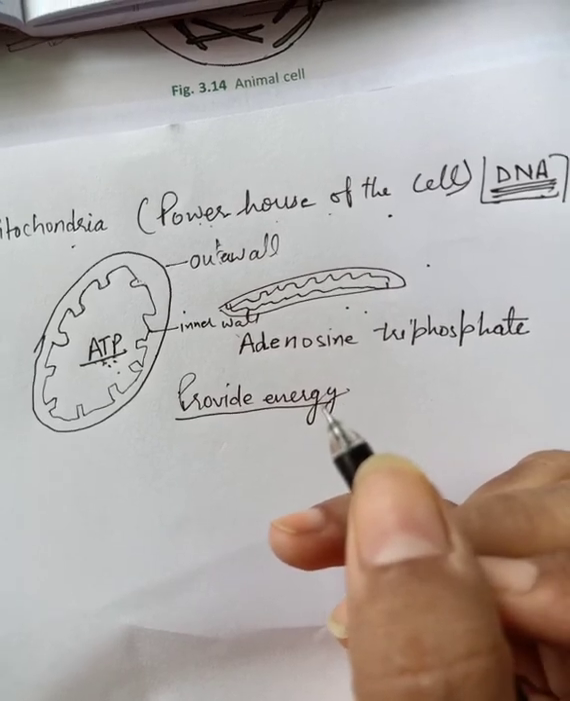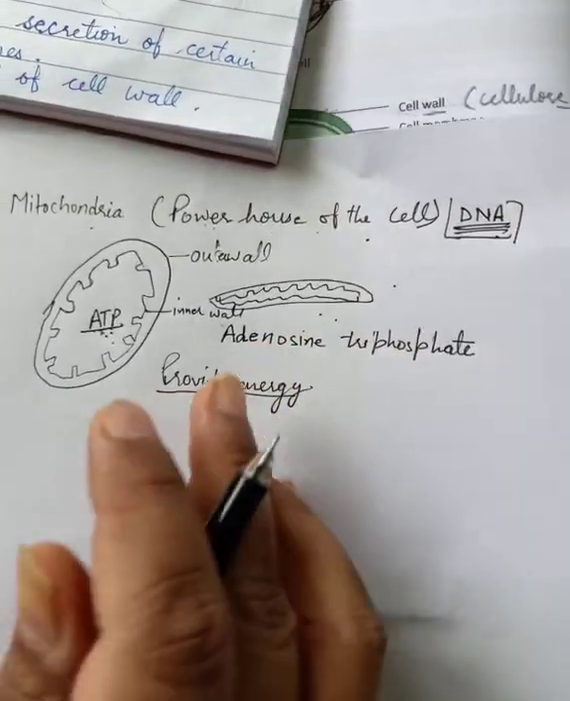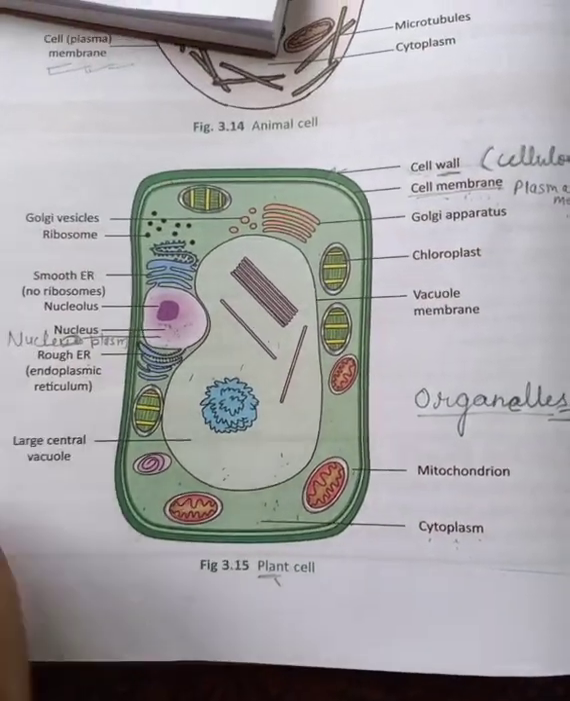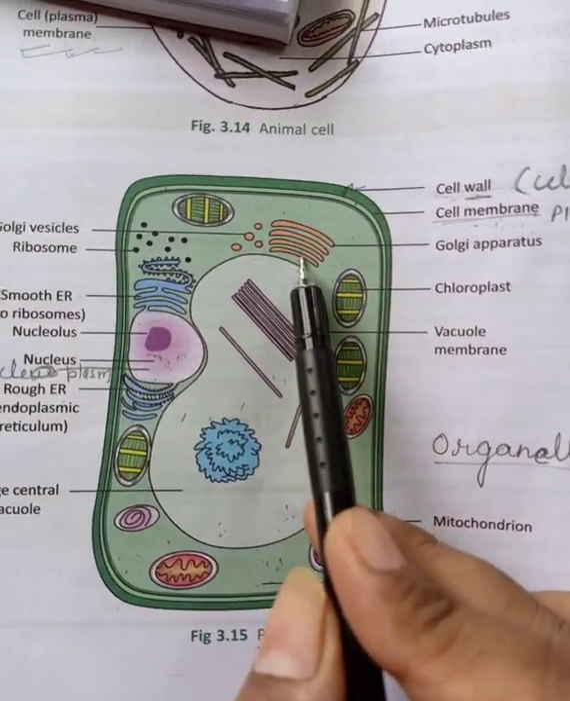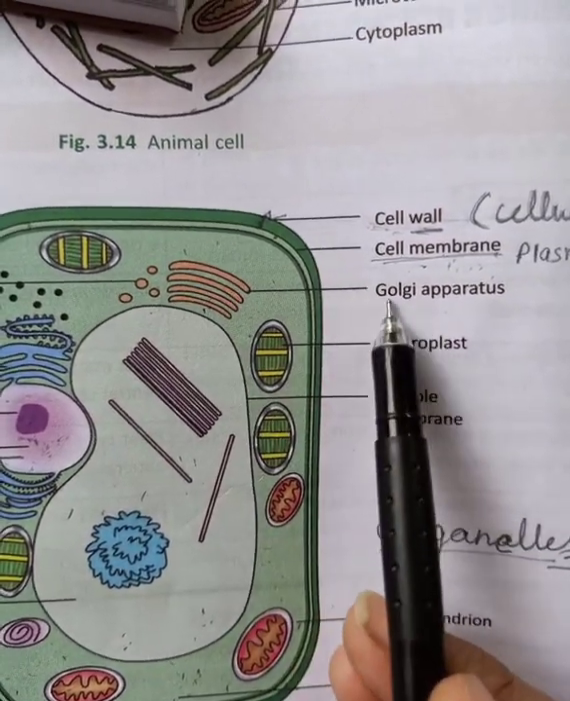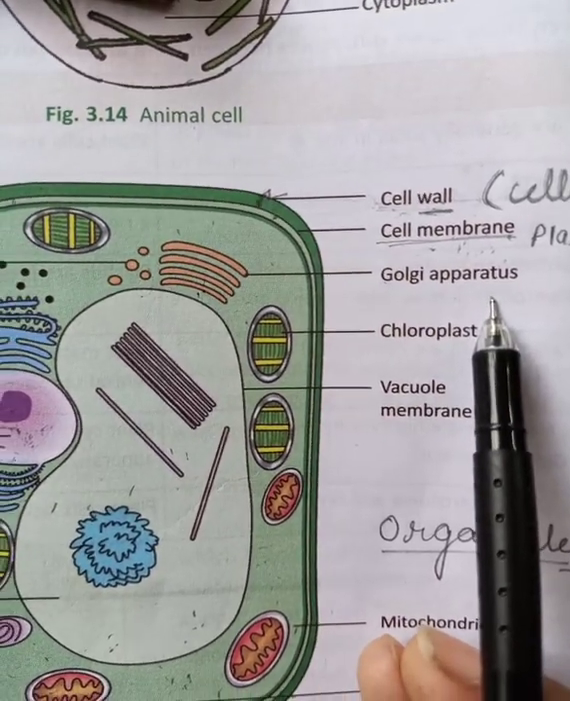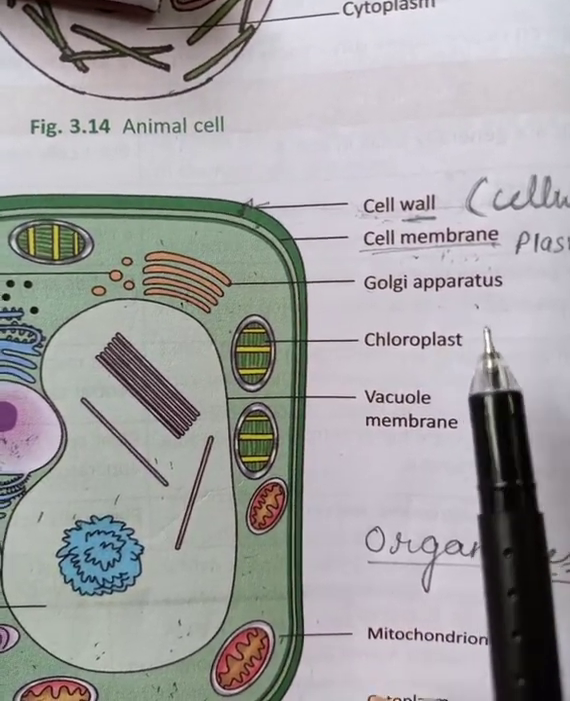The next topic that we are going to take now is the Golgi bodies. First I will show you in the cell where the Golgi bodies are. These are the Golgi bodies, or they are also called Golgi apparatus. Now what are Golgi bodies or Golgi apparatus?